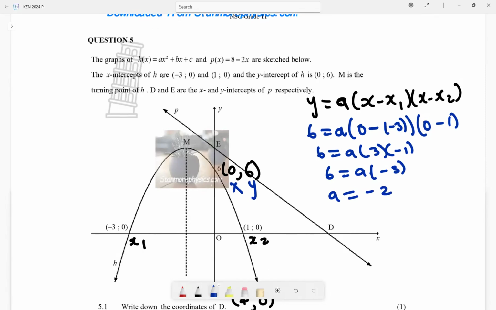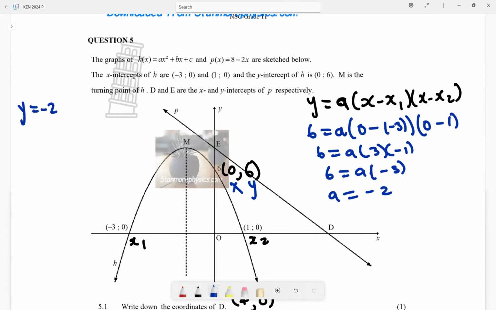Is it correct for the value of a here to be negative? Yes. Why? Because it is concave down. Remember, if the value of a is less than 0, meaning it is negative, it is concave down. If the value of a is greater than 0, meaning it is positive, it is concave up. But can you see here, it is concave down. So yes.